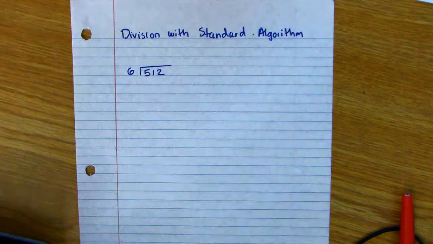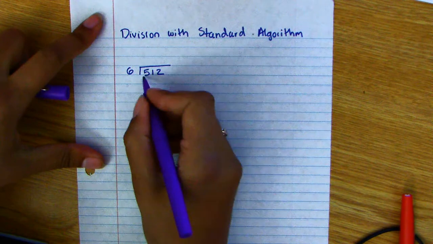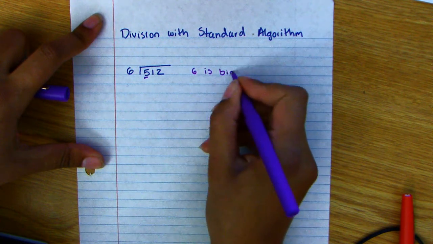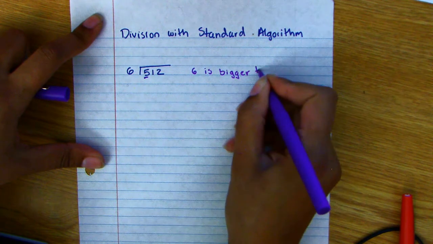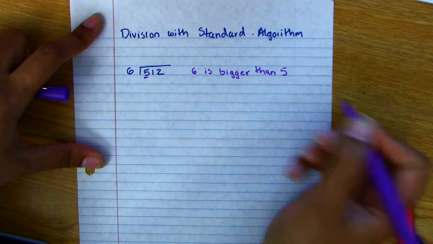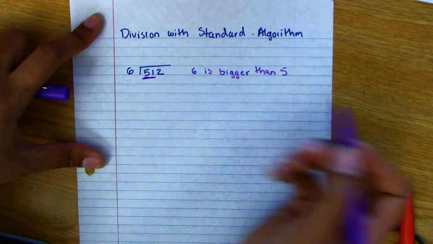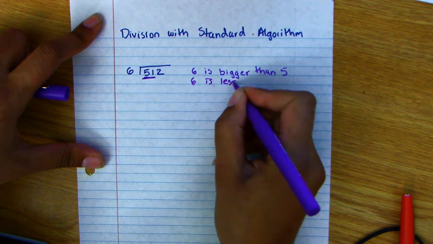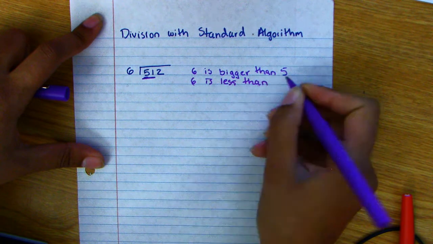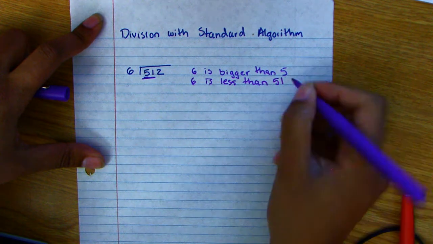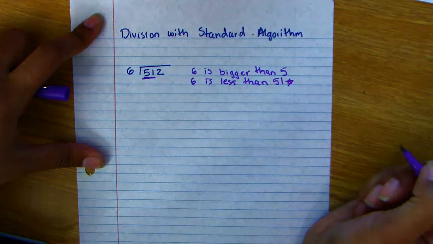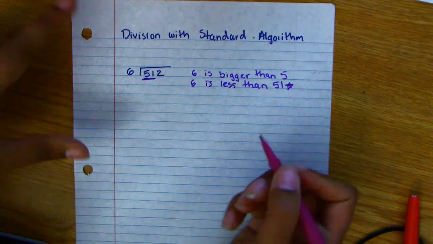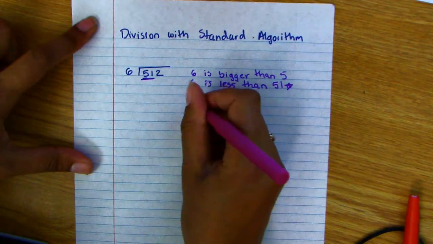So the first thing I'm going to want to think of is that 6 is bigger than 5. I want to try to see how many groups of 6 are in 5. There are 0 groups. Now I'm moving on to 51. I know that 6 is less than 51, so I can start with 51 to start my standard algorithm method.